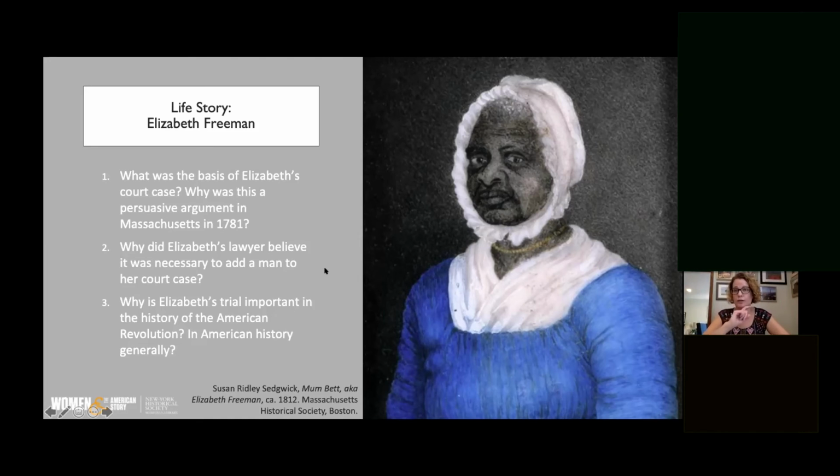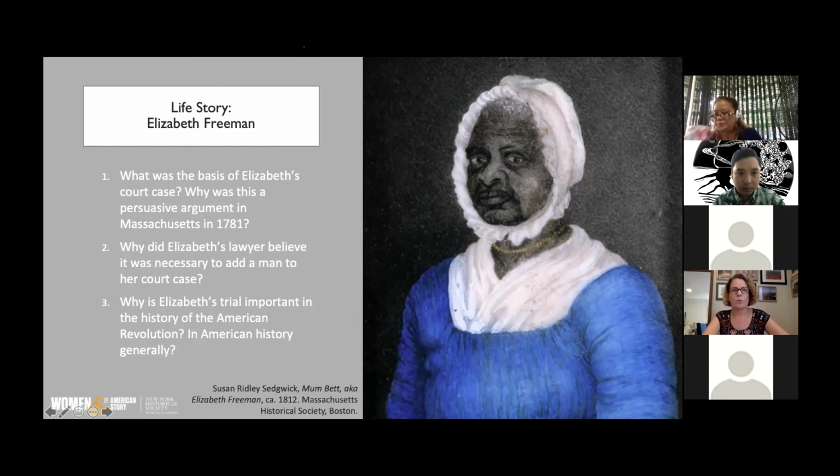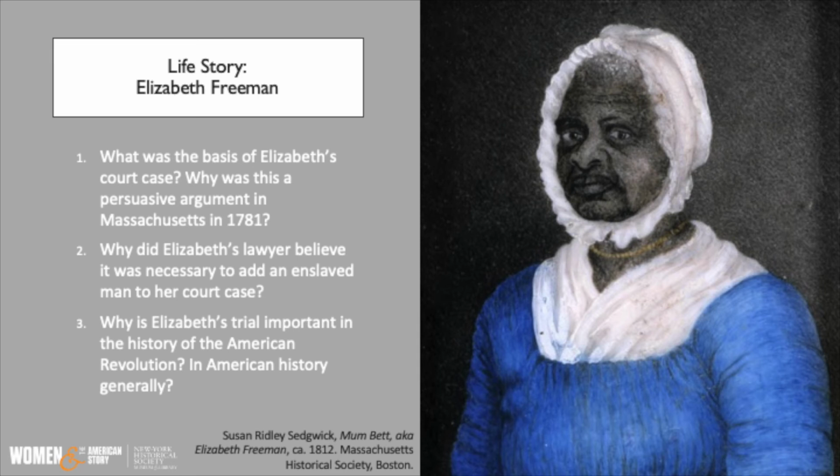As we watch this, which we'll do really quickly so that we can go into breakout rooms, but we can't not talk about Elizabeth Freeman. As we watch this short video, it's about 2.5 minutes, think about what was the basis of Elizabeth's court case and why was this a persuasive argument in Massachusetts in 1781? Why did Elizabeth's lawyer believe it was necessary to add a man to her court case? And why is Elizabeth's trial important in the history of the American Revolution and in American history generally? I know that's a lot. Let's really focus on that first one. What's the basis of her court case and why was it a persuasive argument in Massachusetts in 1781? We'll give this a quick watch and then we will head into our breakout rooms.